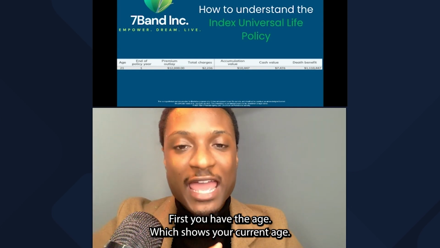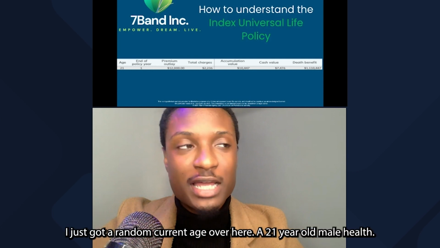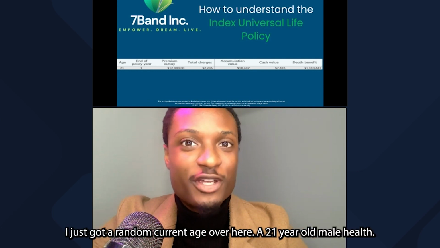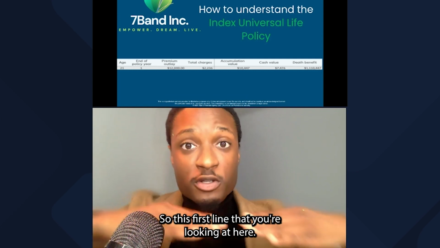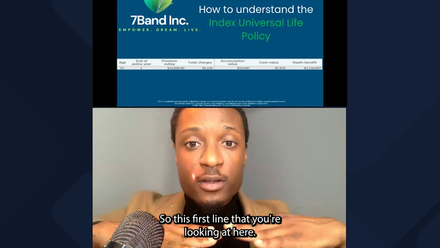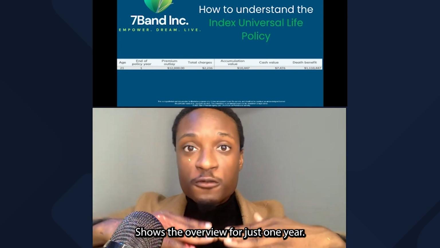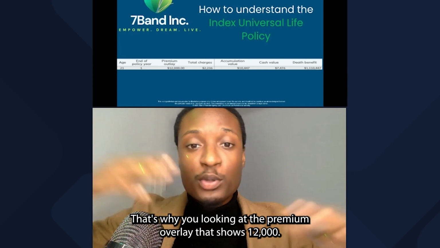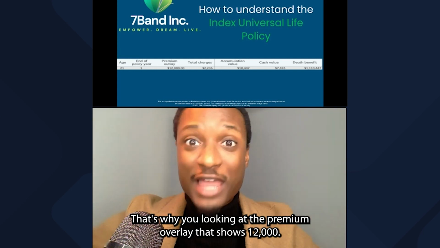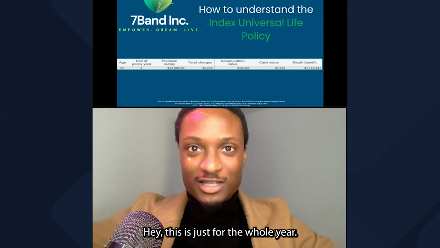First, you have the age, which shows your current age. I just picked a random current age over here, a 21-year-old male, health. Next is the end of policy year. So this first line that you're looking at here shows the overview for just 1 year. Okay, the summary for just 1 year. That's why you're looking at the premium outlay that shows 12,000. This is the whole year.